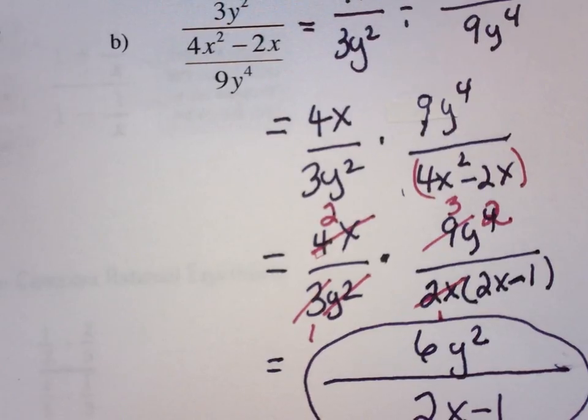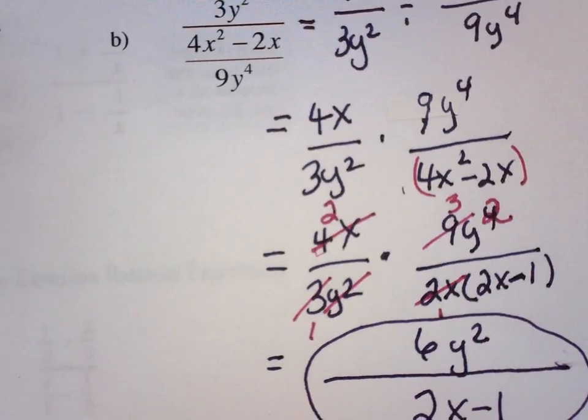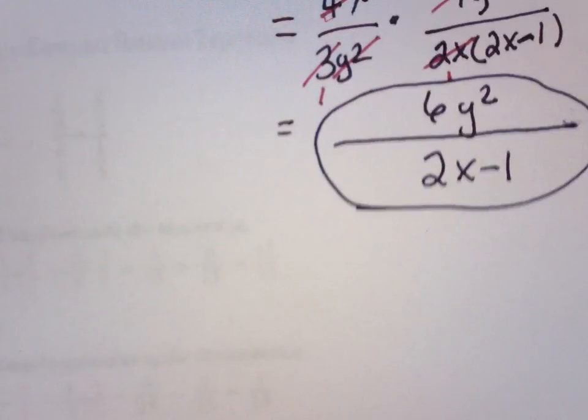So, invert, multiply, factor, reduce. And now why? Because you have a single fraction divided by a single fraction. Invert, multiply, factor, reduce. Now the same thing is going to be true on this one.